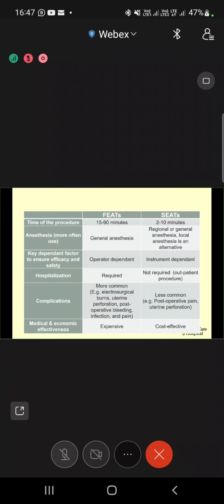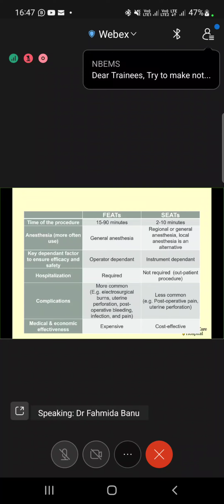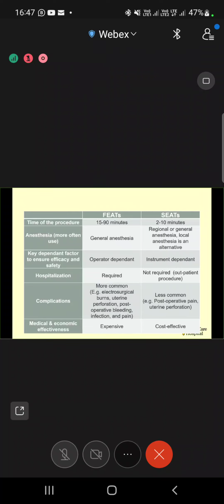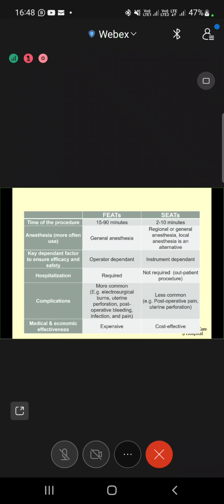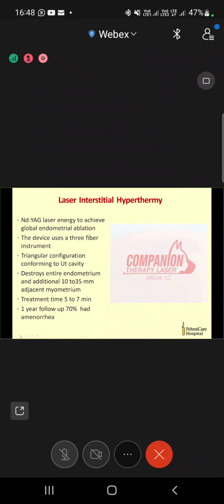Coming to cost effectiveness, because of the instrumentation and the imaging technologies, the first generation is expensive. Second generation equipment is expensive, but the recurrent expenditure is comparatively less compared to the first generation. Now here I will show you some of the procedures.